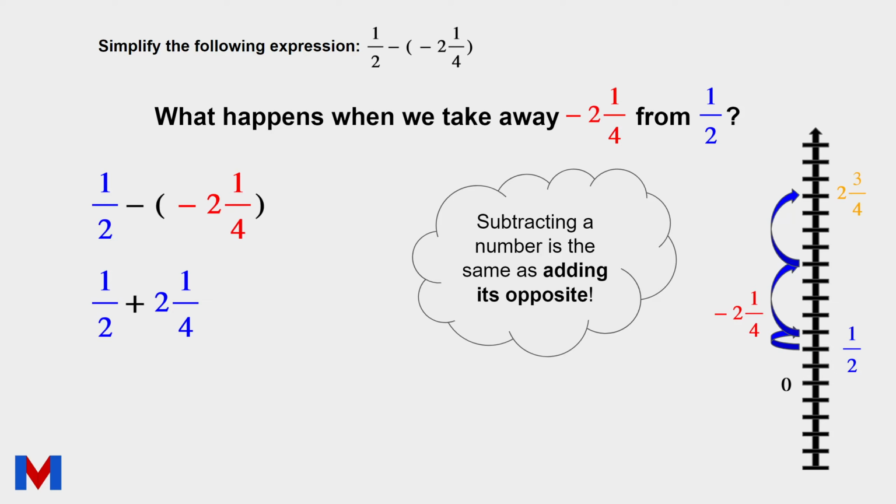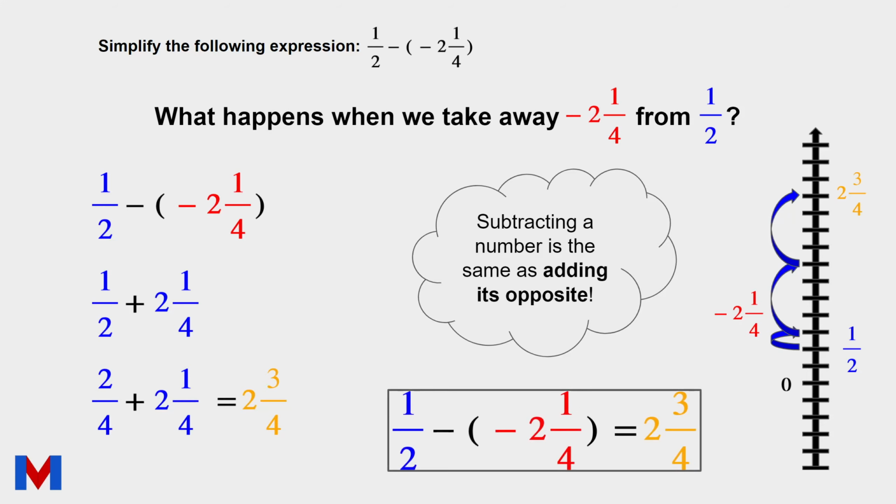We just need to make sure that we have common denominators in our two fractions. So I know 1/2 is equivalent to 2/4. So let's rewrite the expression as 2/4 plus 2 1/4. Okay, I'm going to add those 2/4 to the 1/4 and see that I have 2 wholes and 3/4, just like before. So two different ways of seeing that 1/2 minus negative 2 1/4 equals 2 3/4.